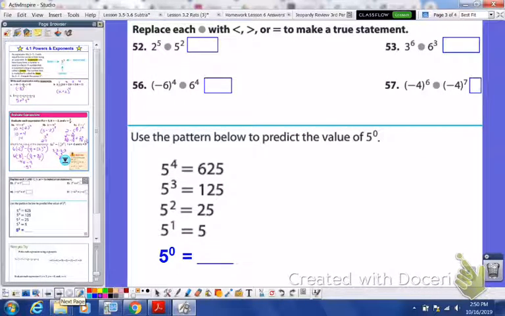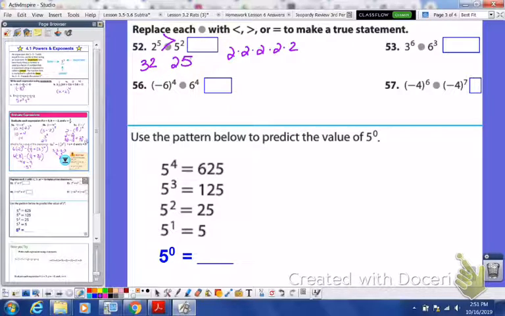Okay, so comparing 2 to the 5th compared to 5 squared. Well, I know 5 squared, 5 times 5 is 25. Then 2 to the 5th, so 2 times 2 is 4, times 2 is 8, times 2 is 16, times 2 is 32, so 2 to the 5th is 32. Just multiplying 2 times 2 times 2 times 2 times 2 since it's to the 5th. So 32 is greater than 25.